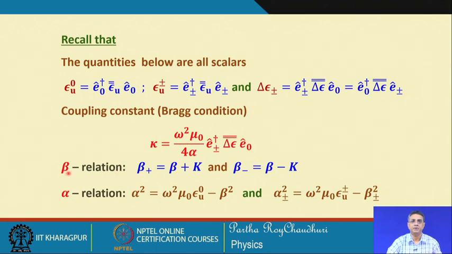So, the beta relations, these are the things that we have seen even when we were considering the scalar wave equation. It is the same, that beta plus equal to beta plus k, beta minus. We have seen these relations vectorially also, and with the consideration of the energy and momentum conservation also. So, they are very well known and familiar by now, and these relations are also the consequence of those equations.